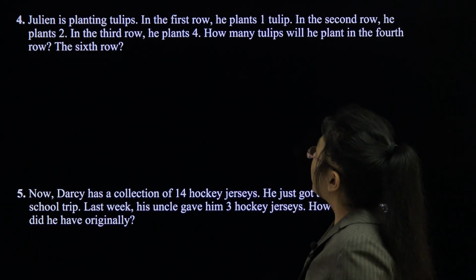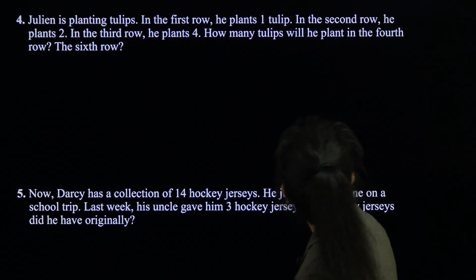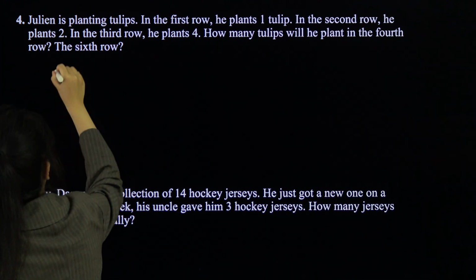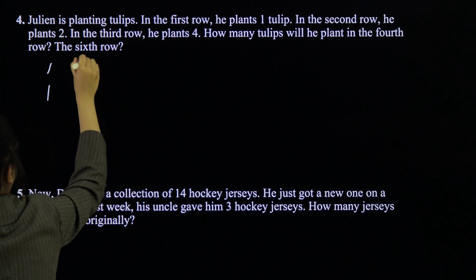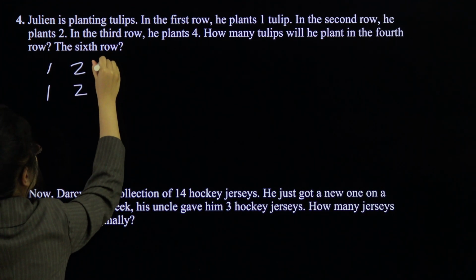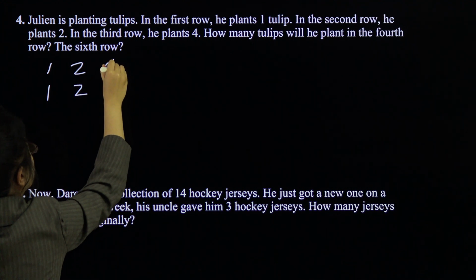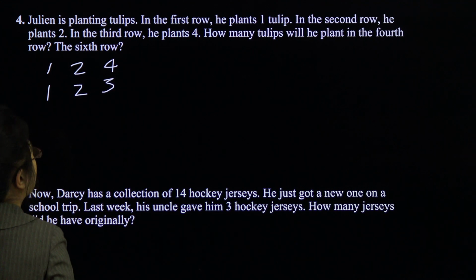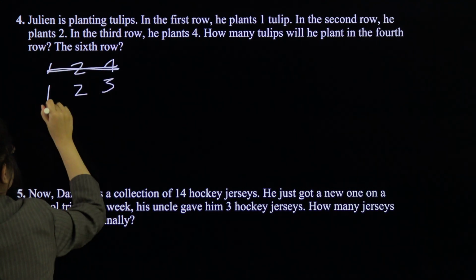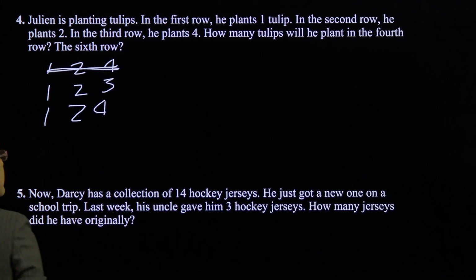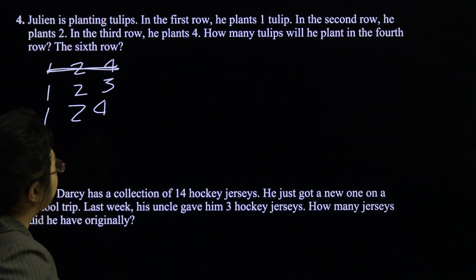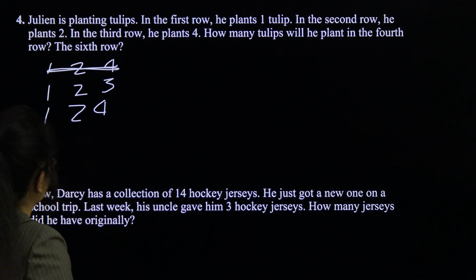Julian is planting tulips. In the first row, he plants 1 tulip. In the second row, he plants 2. In the third row, he plants 4. Okay, yeah, this isn't proper formatting. You should probably write these down here. How many tulips will he plant in the 4th row, the 6th row?